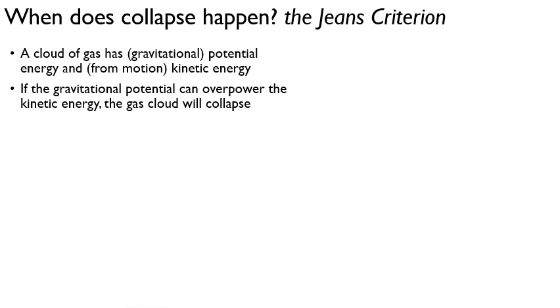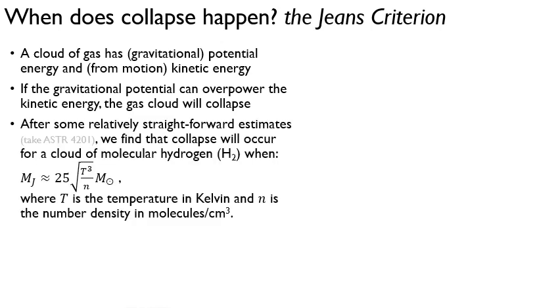Right? So you have gravity basically pulling inwards, but then all these gas molecules are zipping around at some speed because of the temperature of the gas, and you need enough potential to overpower that zipping around of those gas molecules. So if it does overpower it, then it'll collapse. We're not going to work through the calculation of how you calculate the kinetic energy and the potential energy and equate the two. If you want to do that, take Astronomy 4201.